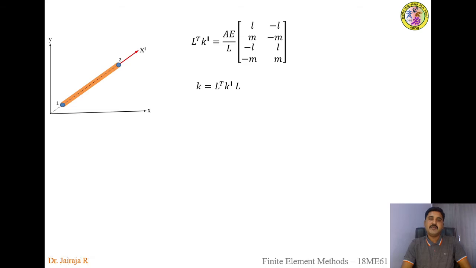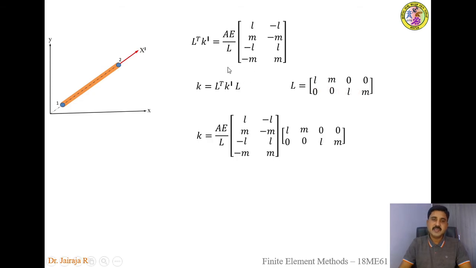And we know L transpose K dash, and actually K is L transpose K dash, again we need to multiply with L. L we know, it is the direction cosines: small l, m, 0, 0, 0, 0, l, m. So we need to multiply this: L transpose, K dash, and this is the L.